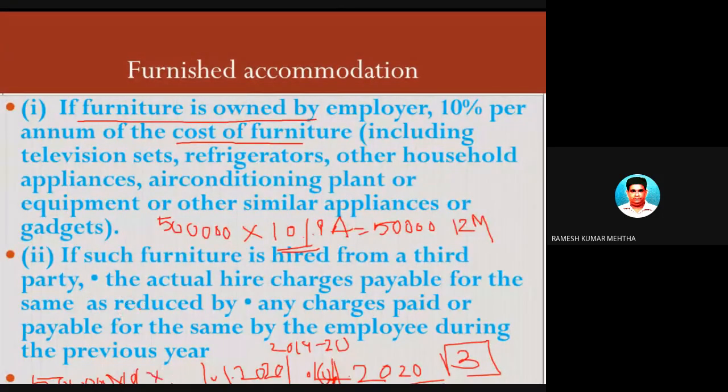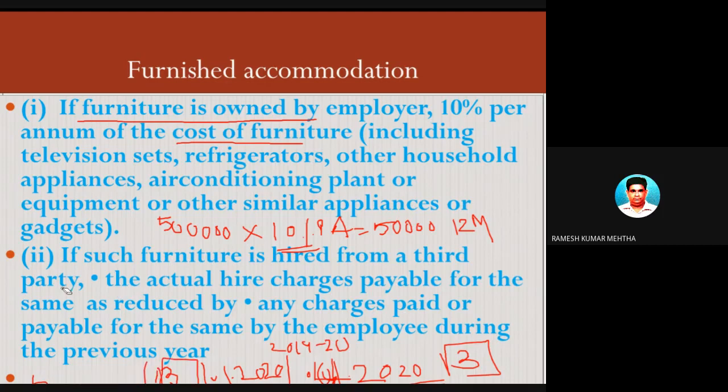Only 3 months. So 3 divided by 12, you will get 50,000 into 1/4, which is equal to 12,500 only. So please remember that you should not charge for the full year, even though he has occupied it or used the furniture for only 3 months or 4 months. For the full year, it is 10%. If he is using it for a part of the year, then these calculations come into the picture, like 3/12 or 2/12, and so on.